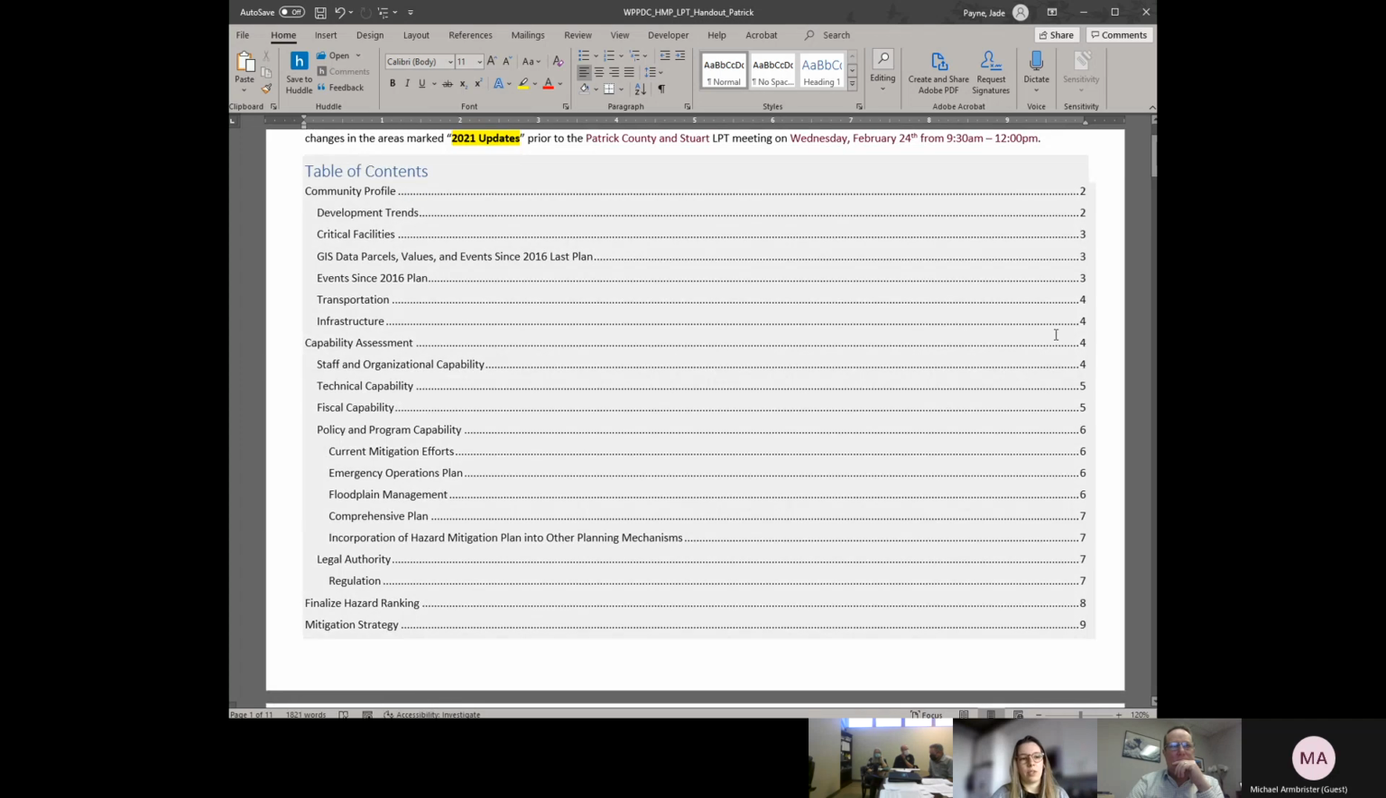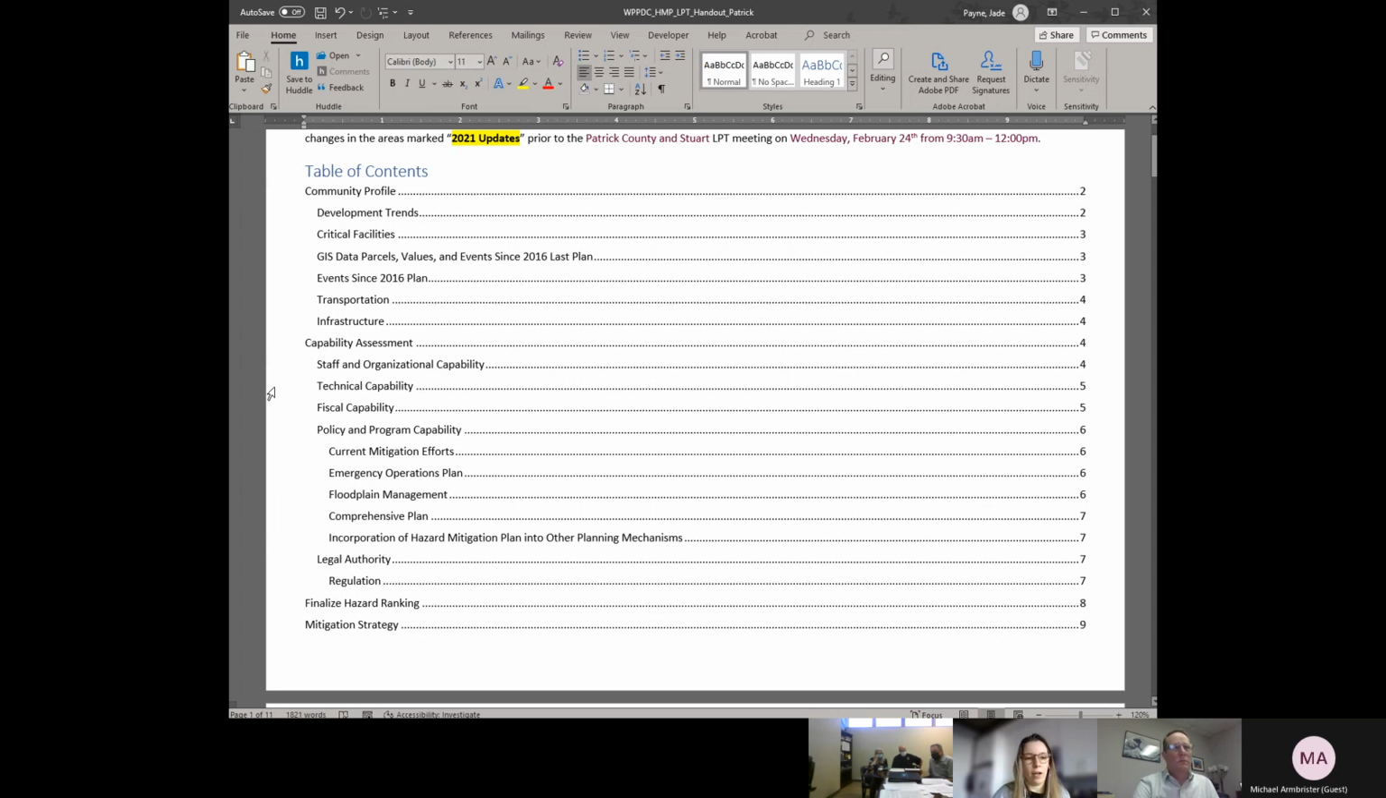Table of contents. So basically what this includes, we have community profile information. This is like development trends. So where we'll get some of the GIS data, any updates on transportation infrastructure, basic things like that. And then we will go into the capability assessment.